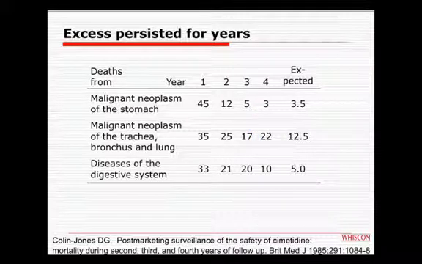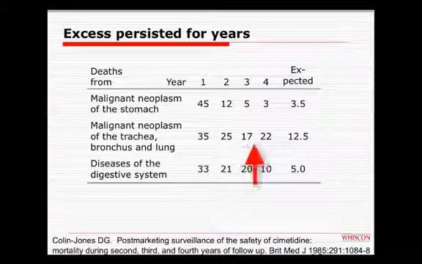But unexpectedly, deaths from lung cancer, high in the first year, stayed high over 4 years of follow-up. And deaths from diseases of the gastrointestinal system also started high and stayed high through follow-up.